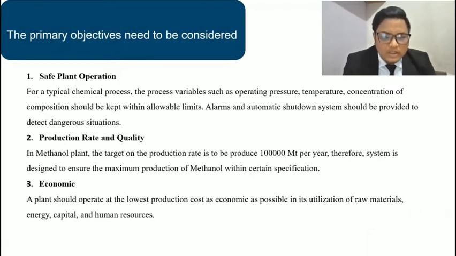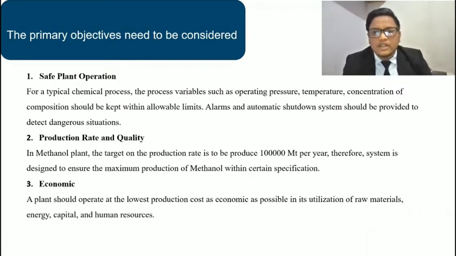To design the process control and instrumentation scheme, there are a few primary objectives that need to be considered, such as, first, safe plant operation. For a typical chemical process, the process variables such as operating pressure, temperature, and concentration of composition should be kept within allowable limits. Alarm and automatic shutdown systems should be provided to detect dangerous situations.